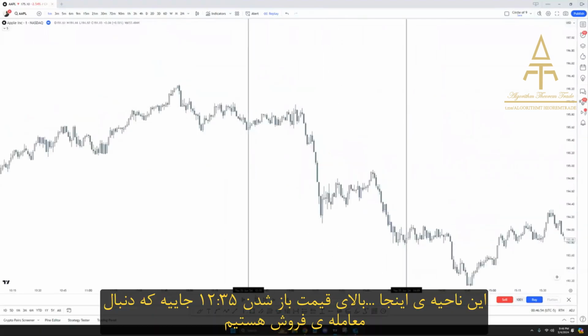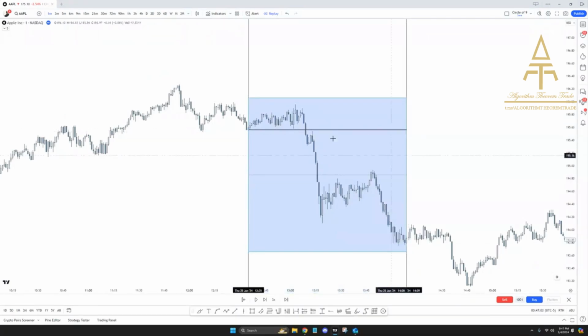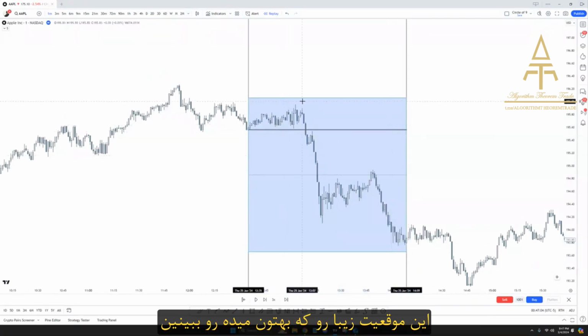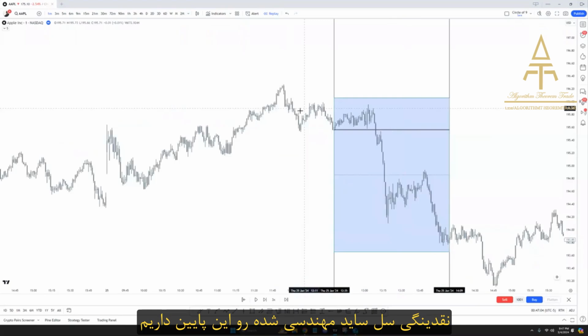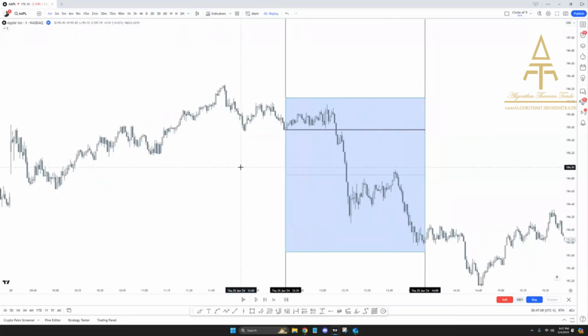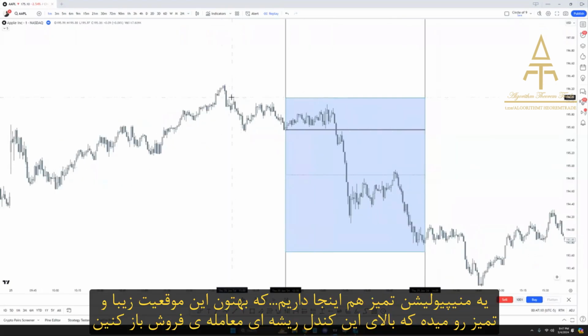This area right here, above the 1235, is where you're going to want to short the opening price. Look at that beautiful opportunity it gives you. Engineered sell side down here, with a clear manipulation up here, gives you a pristine and clean, perfect opportunity to short above that root candle.